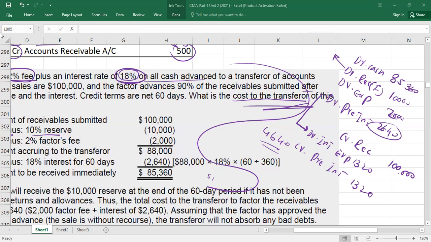But the negative points are what? Because you are selling your receivables, it might show poor management of receivables. This is the drawback. Also, when you are giving receivables into other hands, you might lose some control. So these are the negative points. Just go through this topic, and then go through the questions.